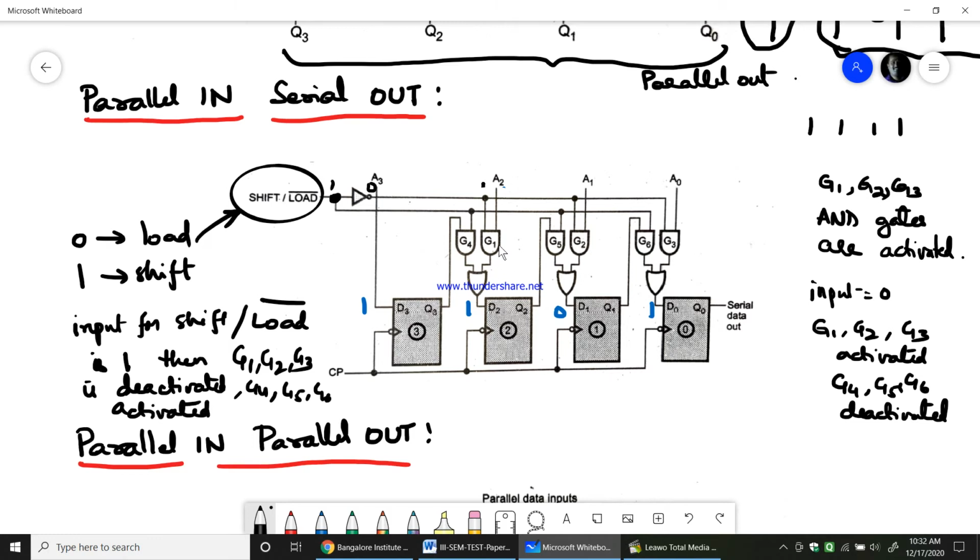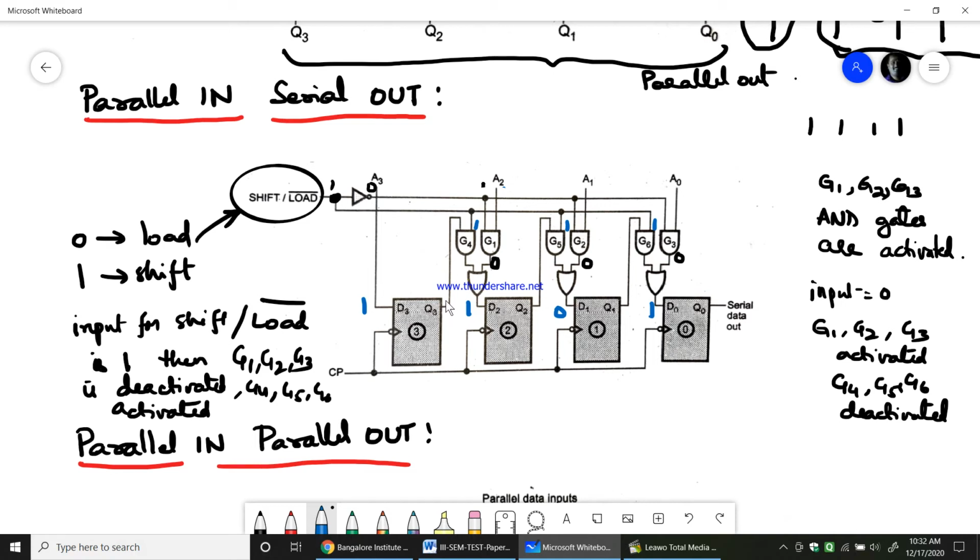So once G1, G2, G3 are deactivated, then that becomes 0, 0, 0, whereas G4, G5, G6 is now activated. Therefore, this 1 whatever we had will be an input for the second input of each gate. Now what would be the second input of G4, G5, G6? That is the output that we are giving. Now you see the output is given here.